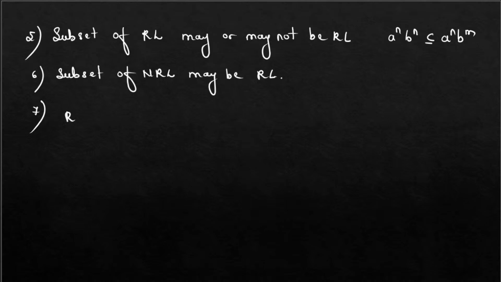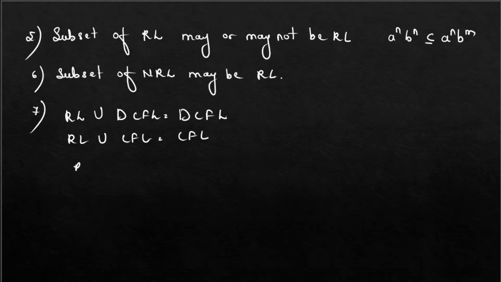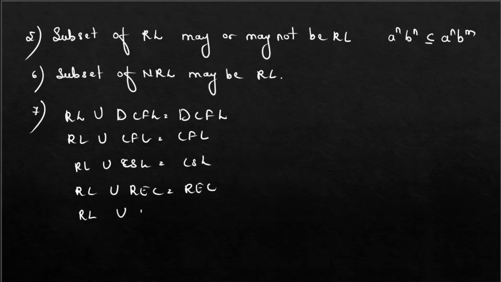Seventh point is regular language union DCFL is equal to DCFL, and regular language union CFL is equal to CFL. Regular language union CSL is equal to CSL. Regular language union REC is equal to REC. After that, regular language union RE is equal to RE.